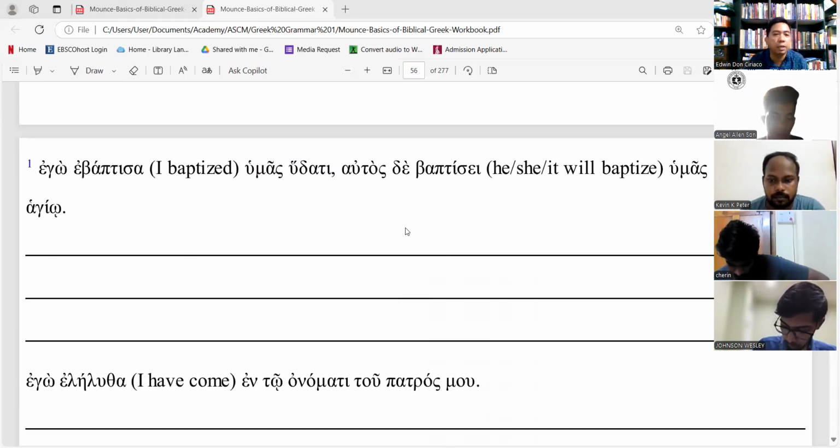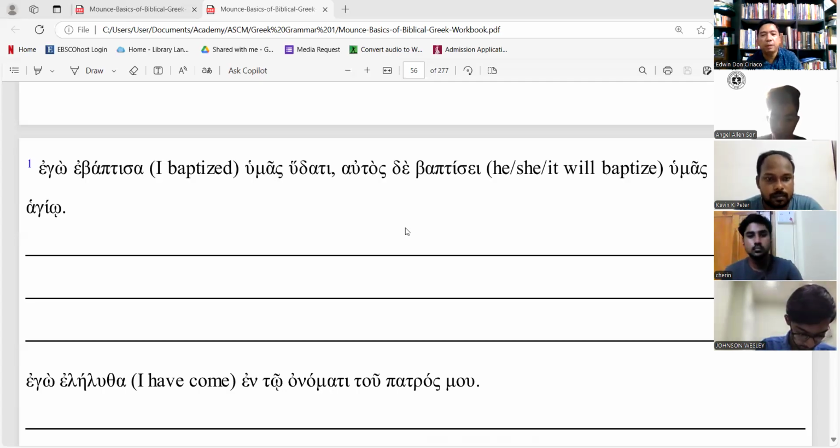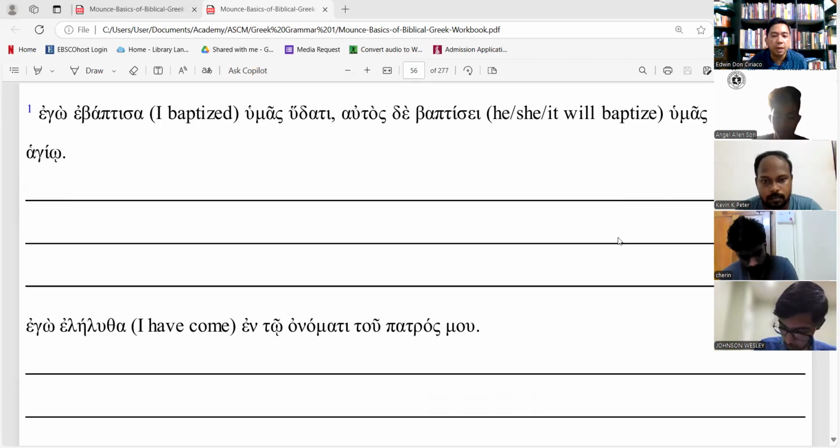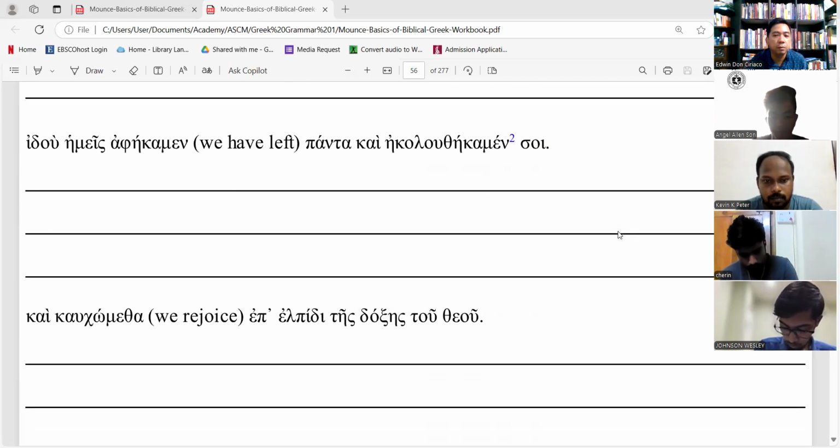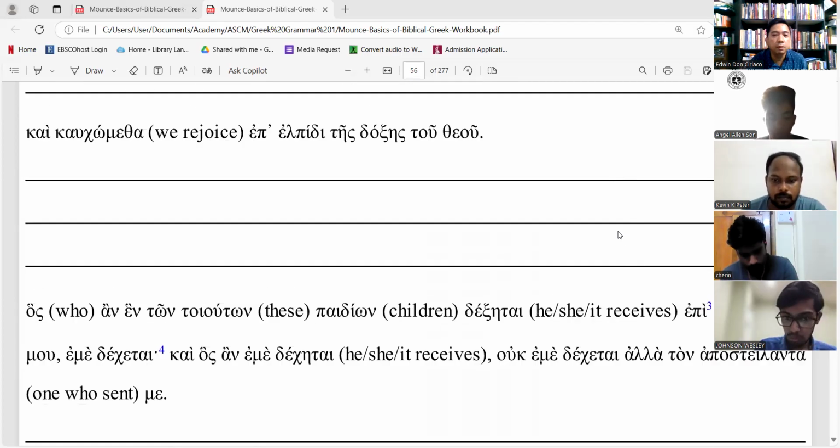This one is long. I'll take this one. Ego e baptisa, humas, o that. We already saw this one. The translation is in the grammar book, right? I baptize you in water, but he will baptize you in Holy Spirit. So, we already discussed this one. I remember it was Allen who read the Greek in that statement. Okay, so let's look for another.